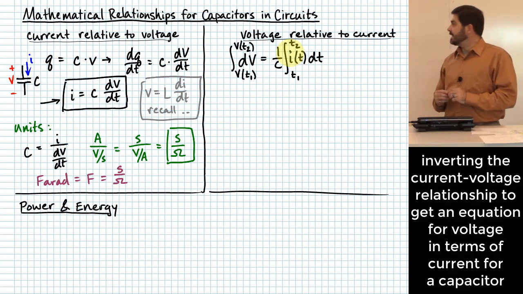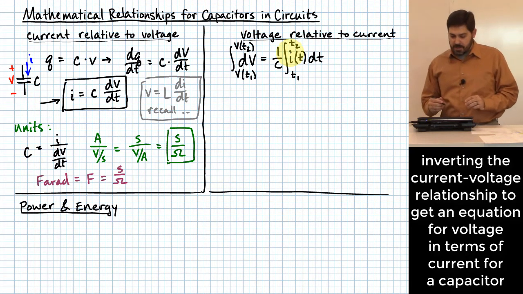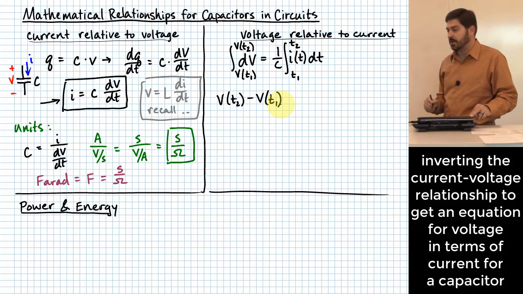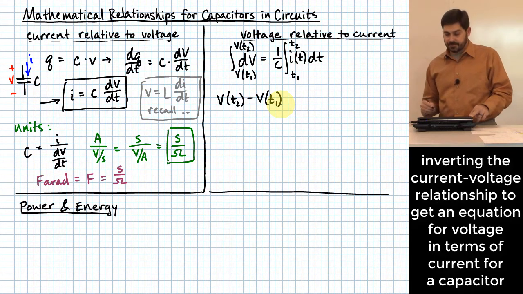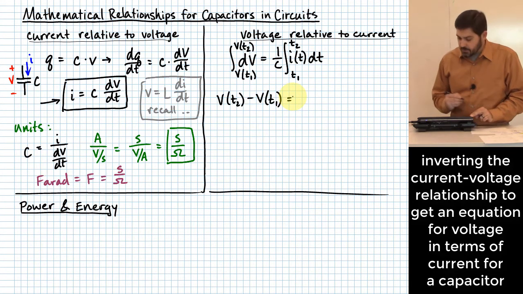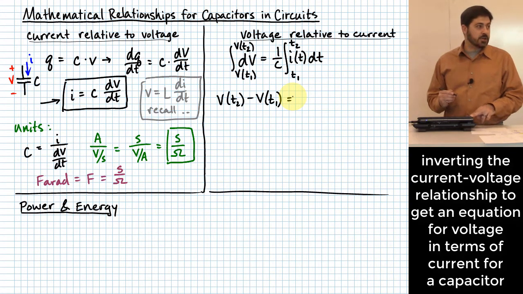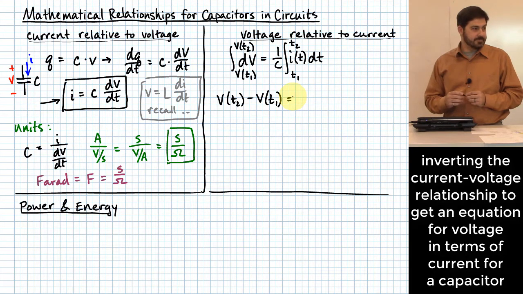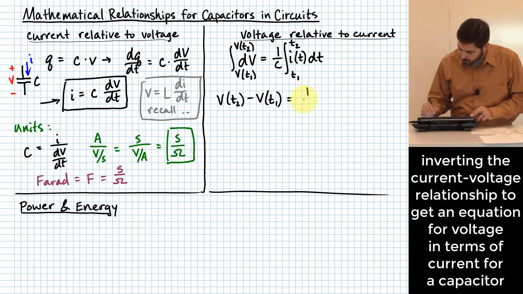Now, what does that mean I end up with on the left side of my equation? The voltage at time 2 minus the voltage at time 1 is all I end up with on the left side of the equation. What about on the right side of the equation? Really nothing changes. That's as far as I can go until I have something more about the nature of the relationship for my current, current relative to time. So I can just leave that alone on the right side: 1 over C, integral from time 1 to time 2 of I of t dt.